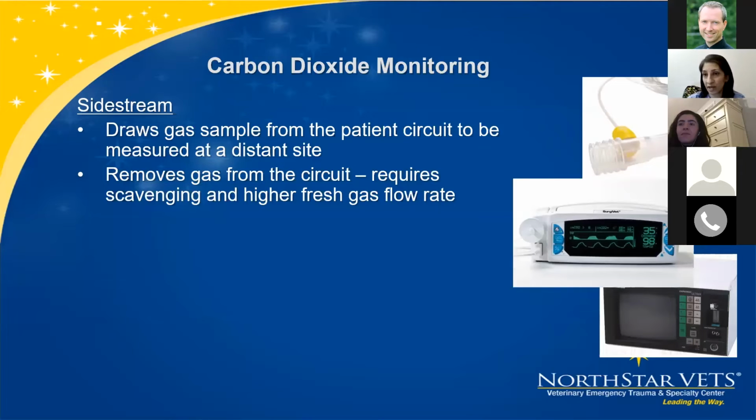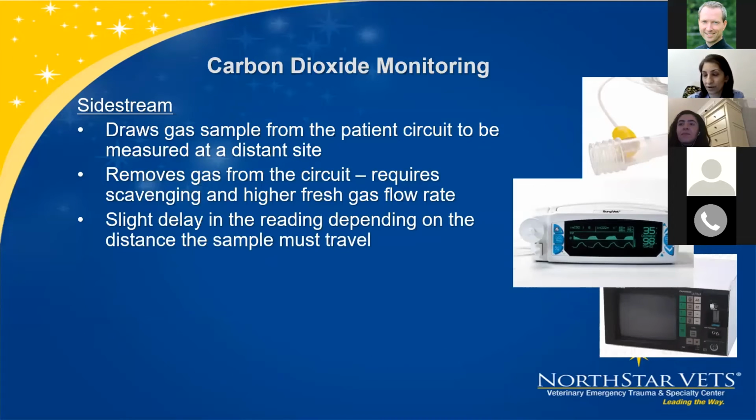So if you have a super tiny patient, usually these draw gas anywhere from 50 to 150 mils per minute away from the patient circuit. So if you do things like low flow anesthesia, then you just have to account for the fact that these side stream monitors may be taking gas from the patient circuit out. There is a slight delay in this reading because it depends on the length of the tube that it has to travel to the machine. And so it won't pick up end-tidal CO2 readings right away.